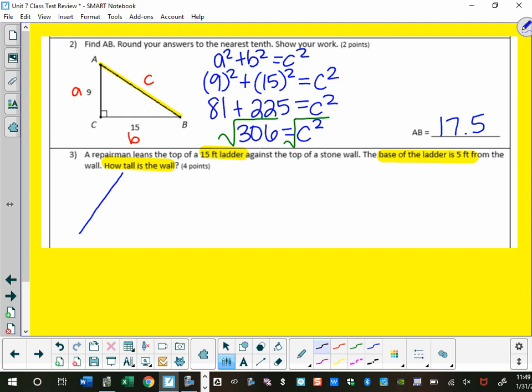The repairman leans the 15-foot ladder on top of a stone wall. The base of the ladder is 5 feet from the wall. So guess where the wall is? My picture is a little off. Give me A. B.